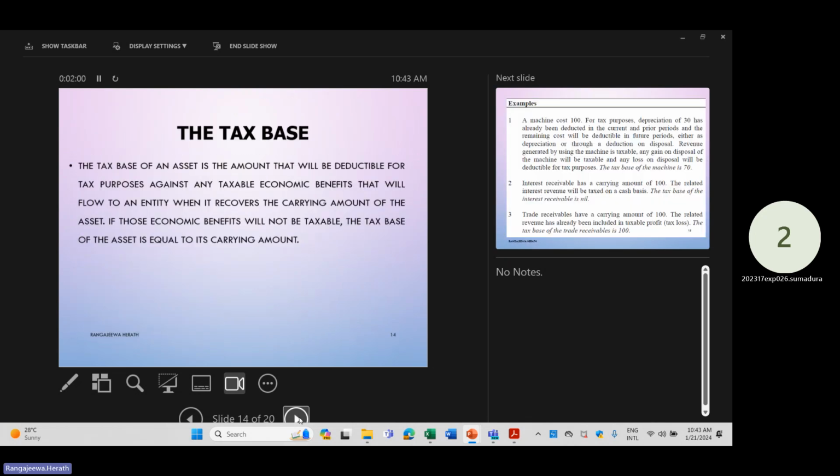Right. Then the tax base is the amount that will be deducted for tax purposes against taxable income when the economic benefits are taxed.